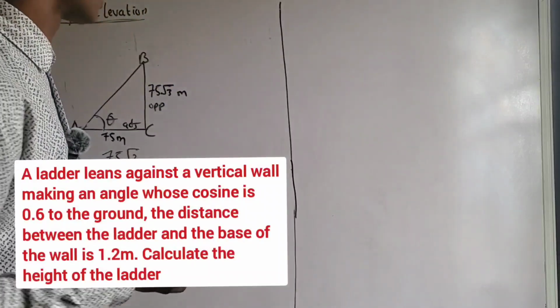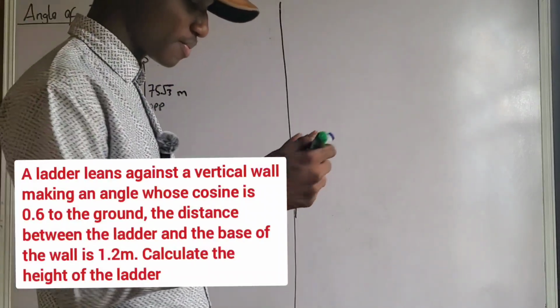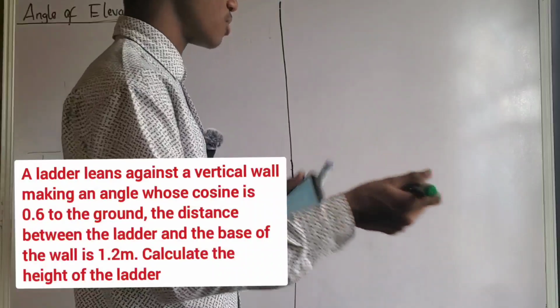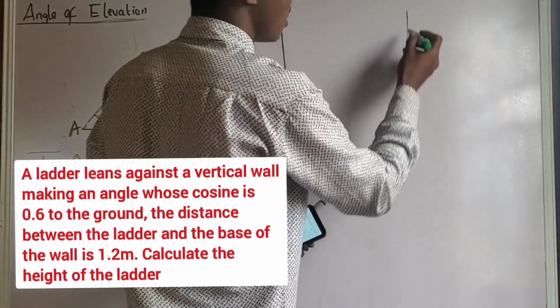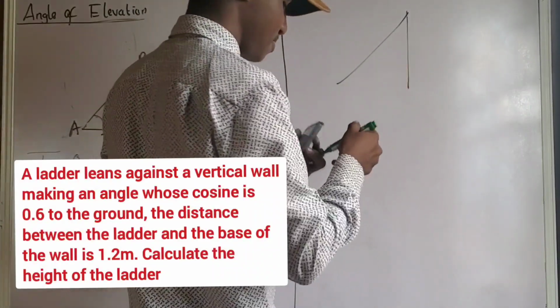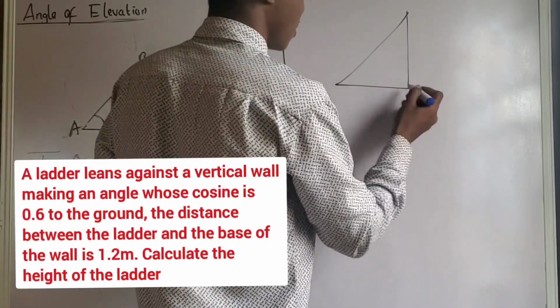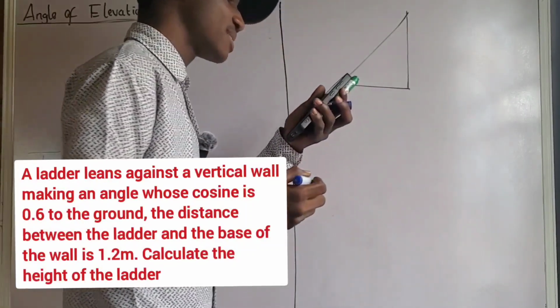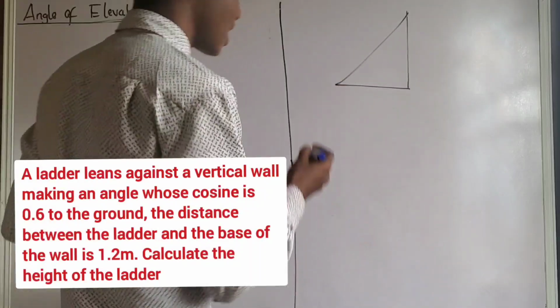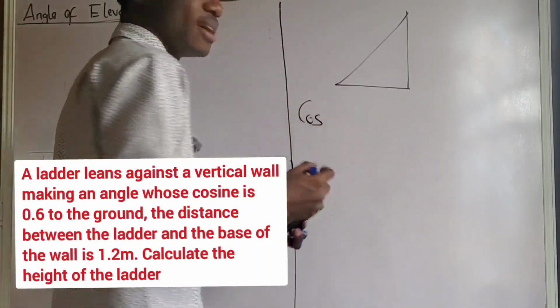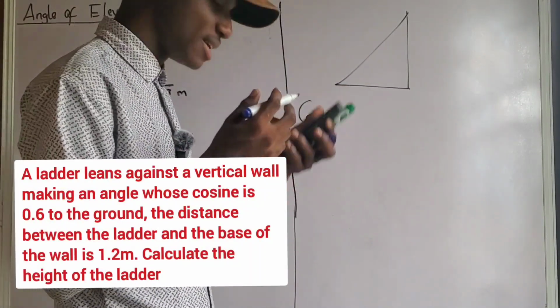Okay, let's first interpret the question into a diagram. A ladder lays against a vertical wall. So let's say this is the wall and this is the ladder. You get it? This is the wall and this is the ladder. Okay, the ladder makes an angle whose cosine is 0.6.